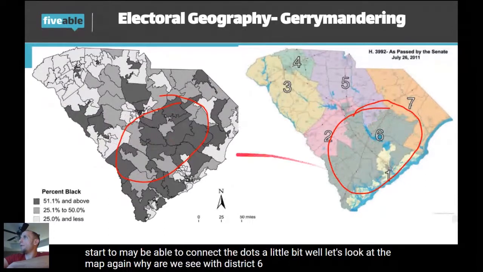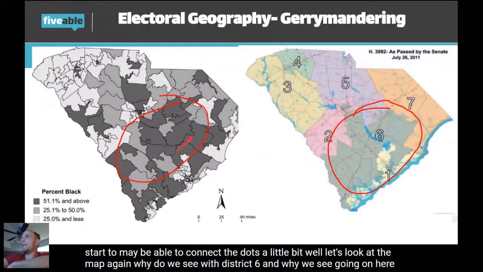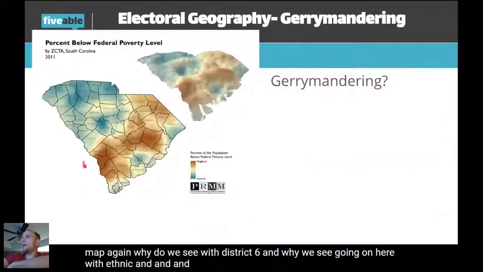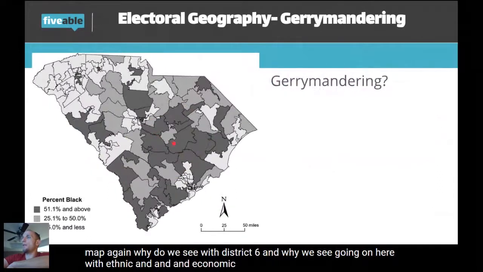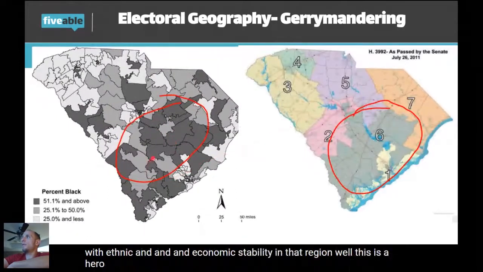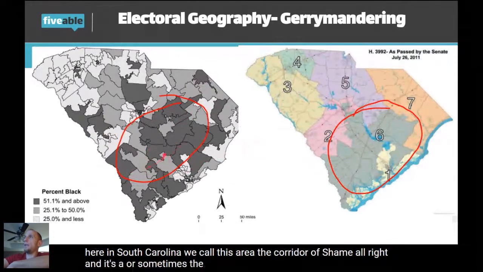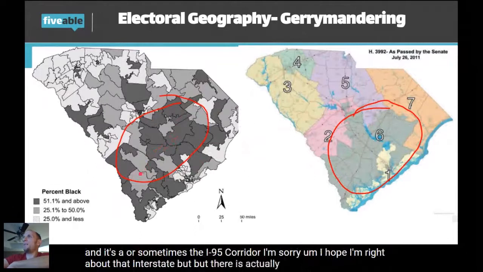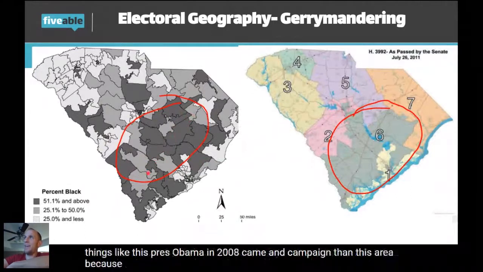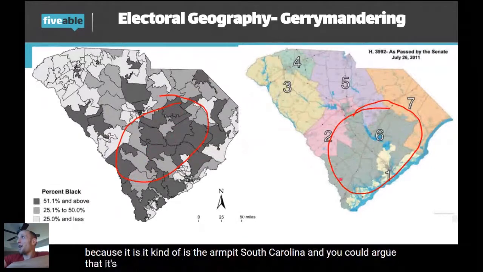What do we see with District 6? And what do we see going on here with ethnic and economic stability in that region? Here in South Carolina, we call this area the corridor of shame, or sometimes the I-95 corridor. I'm sorry, I hope I'm right about that interstate. There are actually YouTube segments about it. President Obama in 2008 came and campaigned in this area because it kind of is the armpit of South Carolina. And you could argue that it's not fair to the groups that live here.